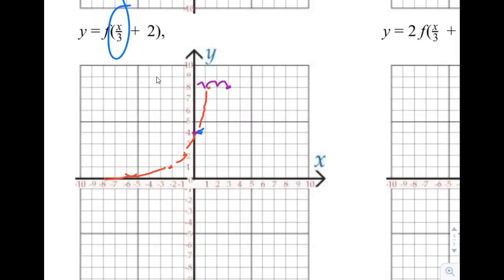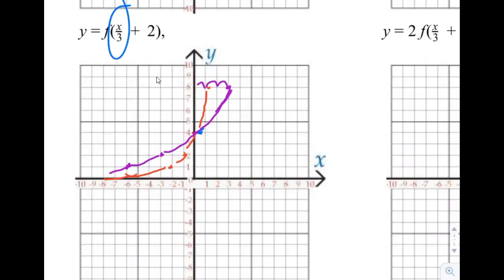And then this point, negative 1, 2, needs to move 3 times farther away from the y-axis. So instead of being negative 1, 2, it's going to be at negative 3, 2. And finally, negative 2, 1. Instead of being at negative 2, 1, it will be at negative 6, 1, because it's going to be 3 times as far also. So that's what we get. We got an exponential function that is much flatter.